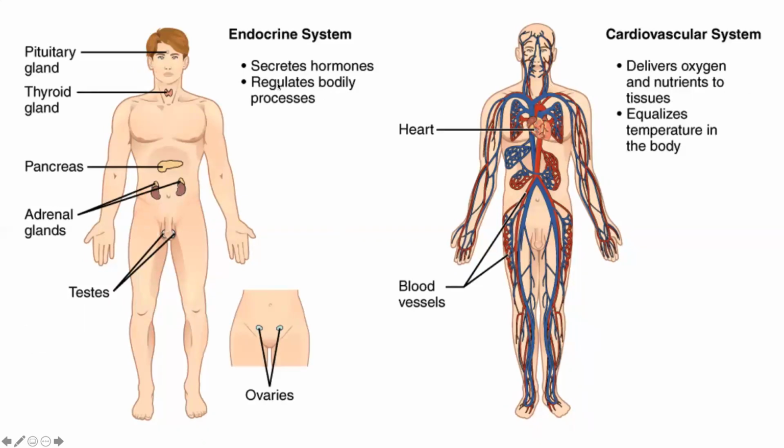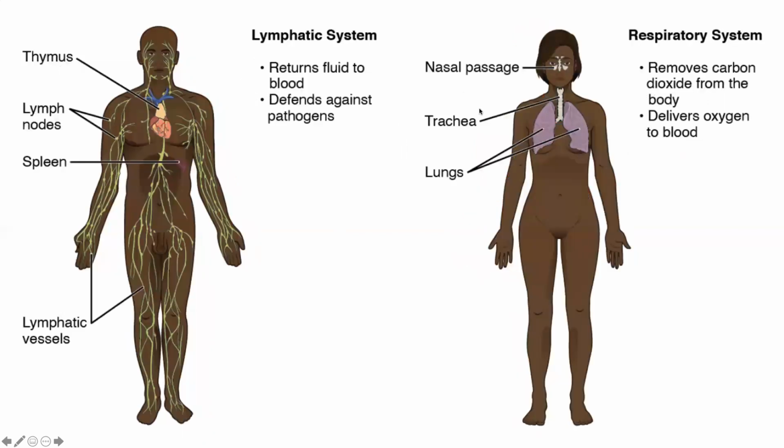The endocrine system is the hormone secretion system. The cardiovascular system, cardio meaning heart and vascular meaning blood vessels, covers the heart and all the blood vessels in our body. The lymphatic system means all the lymphatics, which carry the excess fluid which cannot be carried by the veins. They take it back to the heart. That is the lymphatic system.